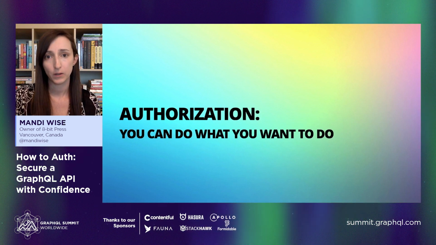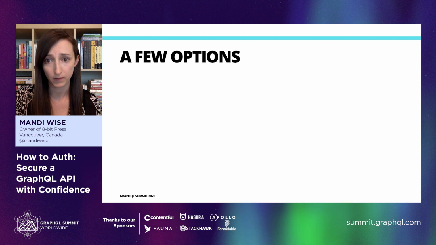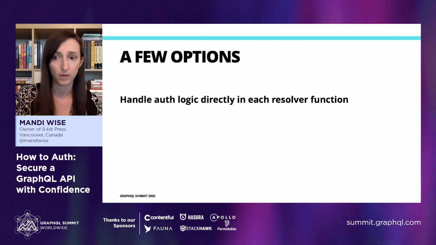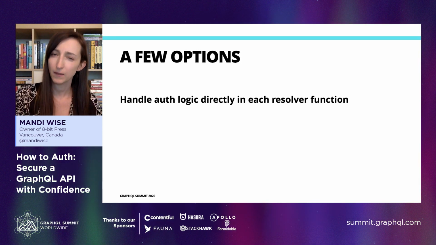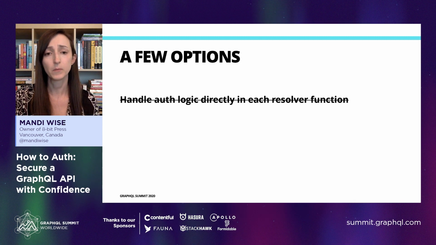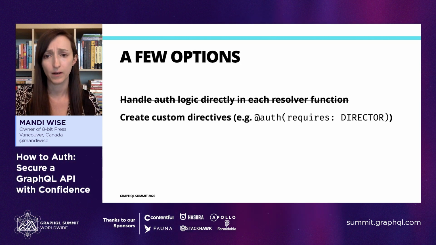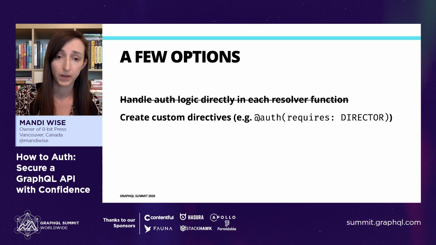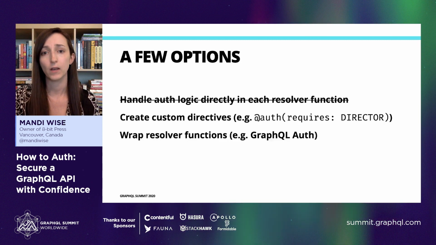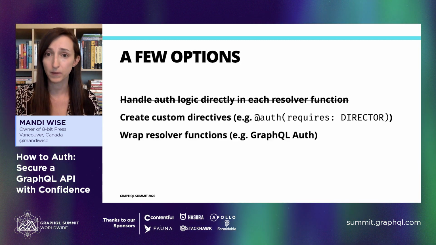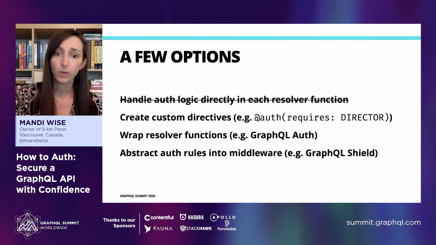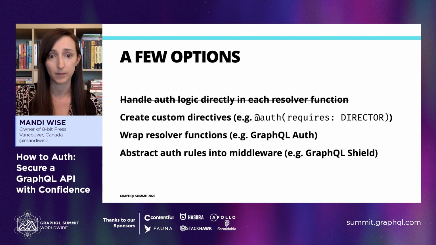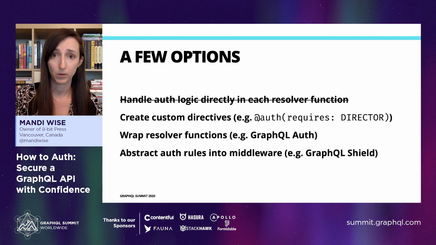Now, when adding authorization to a GraphQL API, we have a few different options at hand. We could directly check the authenticated user's ID and permissions inside of each resolver, but this wouldn't be very DRY, so let's just count that option as off the table. Instead, one popular option for adding authorization involves adding custom schema directives to control access to various types and fields. Alternatively, we could use a package like GraphQL Auth to wrap our resolver functions explicitly with permission checks. Or we could use a package like GraphQL Shield to completely abstract the authorization rules into a middleware layer. And for our API today, this is what we're going to choose.